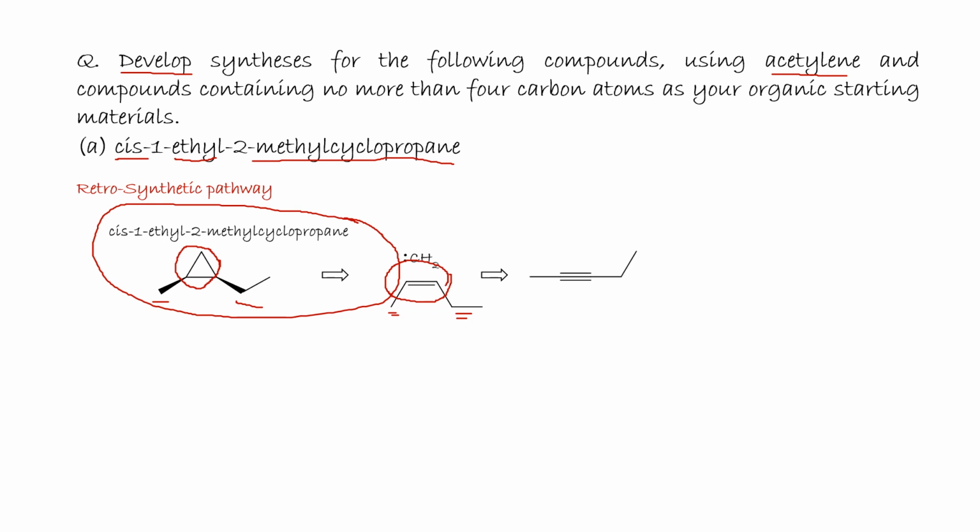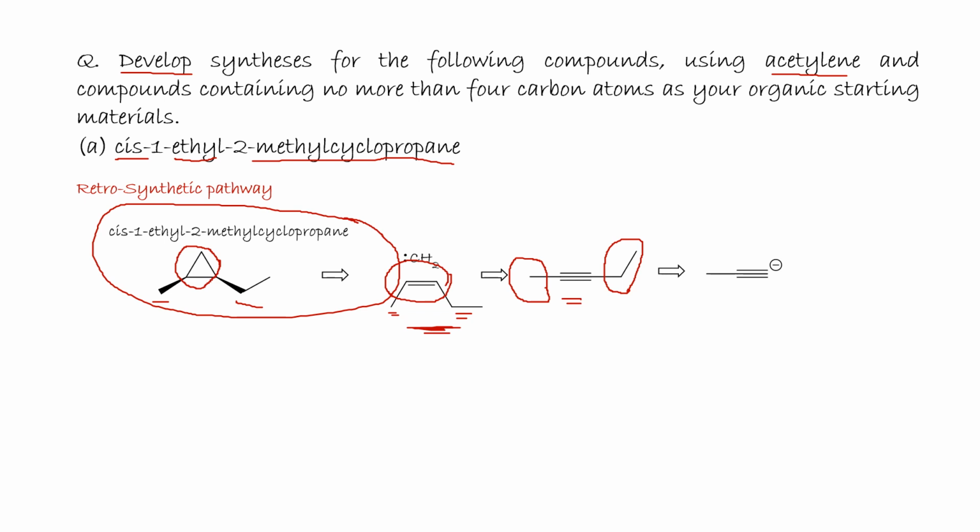The triple bond reduction can lead to the formation of this alkene. So starting from this compound, we can get that one. How can we get this compound from an alkyne? We can get it from the acetylene compound by adding one ethyl bromide and one methyl bromide to the acetylide of this.